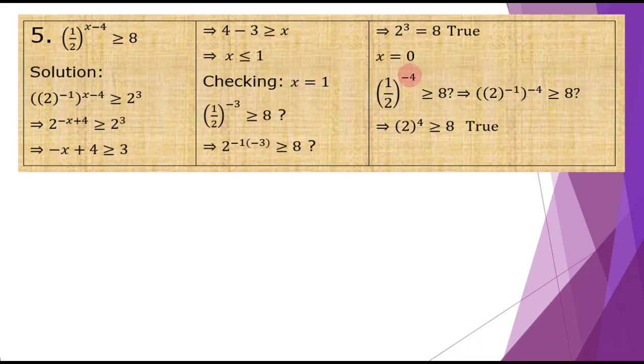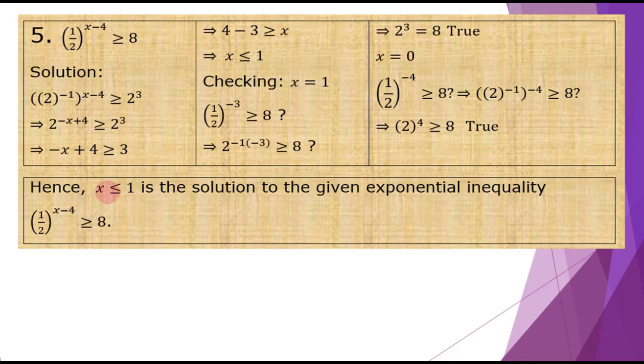Now, let's choose values of x less than 1. The most convenient is x equals 0. Then, substitute into the original expression. We have here 1/2 raised to negative 4. Is it greater than or equal to 8? Well, here we have 2 raised to 4, which is 16. It's greater than 8, and it's true. Therefore, x less than or equal to 1 is the solution to the given exponential inequality 1/2 raised to x minus 4 greater than or equal to 8.